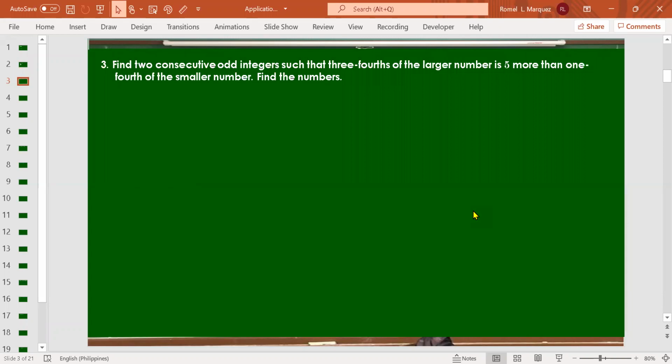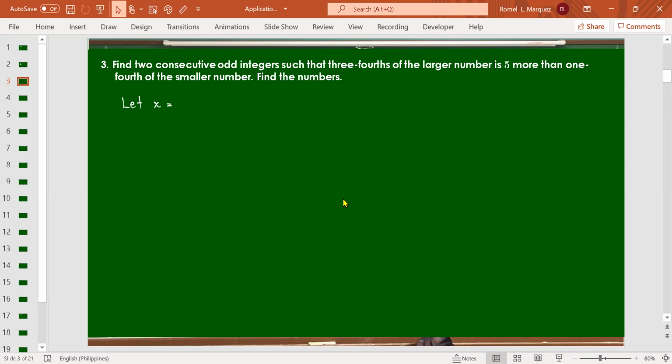Find two consecutive odd integers such that 3/4 of the larger number is 5 more than 1/4 of the smaller number. Find the numbers. Again, find two consecutive odd integers such that 3/4 of the larger number is 5 more than 1/4 of the smaller number. Which one is to be represented by a variable? Any suggestion, guys?